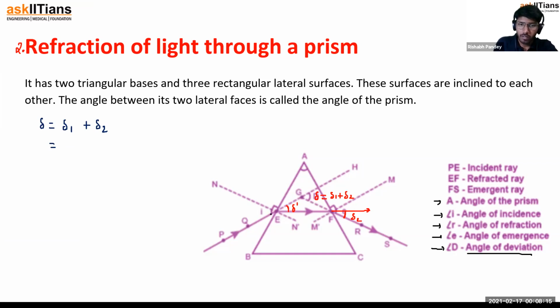This is angle I and this is angle R. Basically this was supposed to be equal to this. That means delta 1 can be written as I minus R. Clear? Similarly, delta 2 can be written as I dash minus R dash, the I dash and R dash concepts I just explained. And if I solve this, it becomes equal to I plus I dash minus R plus R dash, correct?